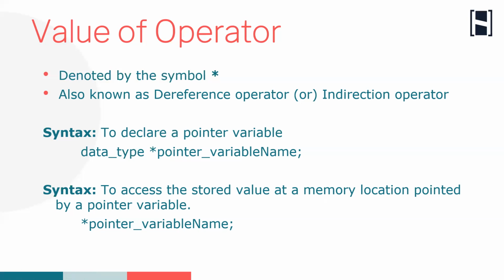For now, you just have to know two important things. The value of operator can be used in two different ways. One is to create a pointer variable. Two is to access the value pointed to by the pointer variable. The pointer is going to point to some address, and if I want to know what value is stored at that address, again I can use the dereference operator.